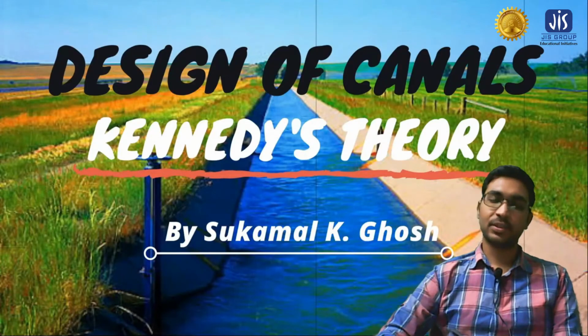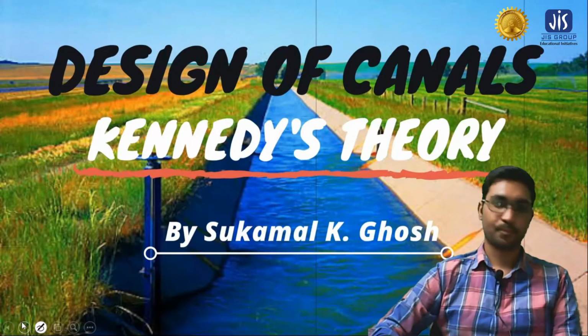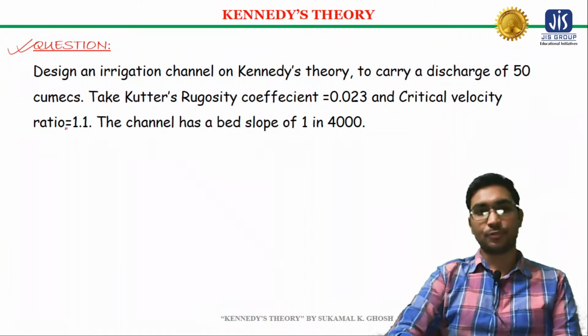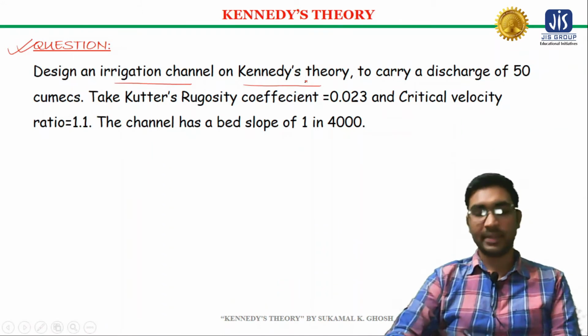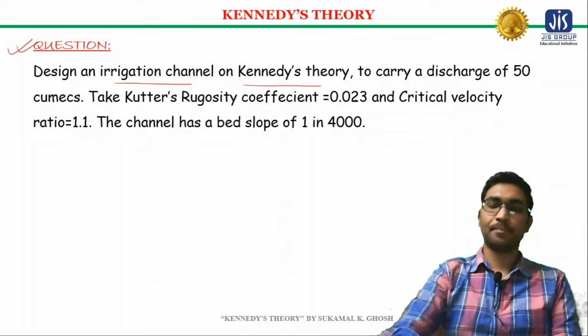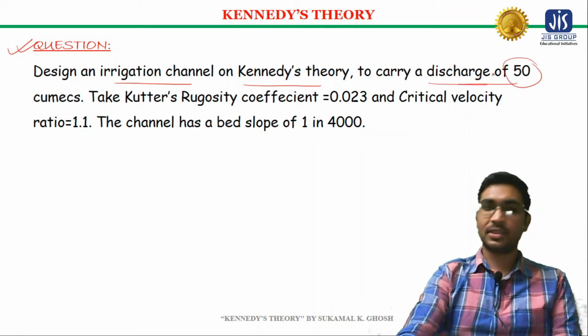In the last video, we discussed the detailed design procedure of unlined alluvial channel using Kennedy's theory. Now in this particular video, we are going to solve some numericals based on Kennedy's theory. The first problem asks us to design an irrigation channel using Kennedy's theory, carrying a discharge of 50 cumecs.